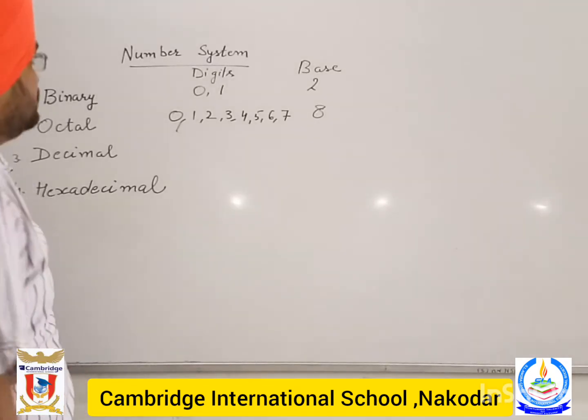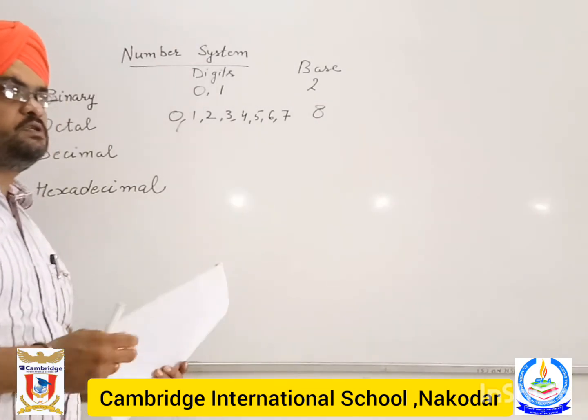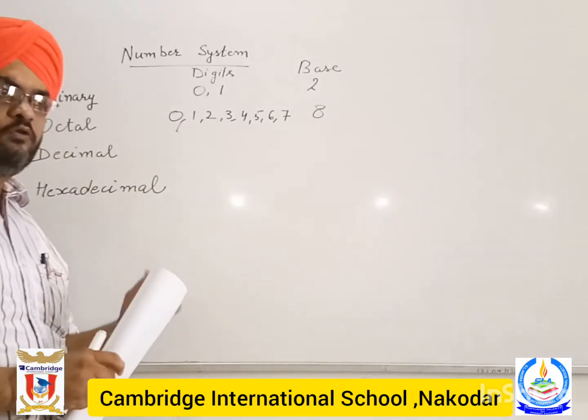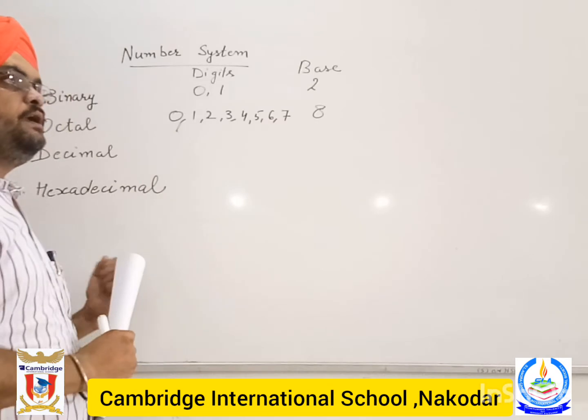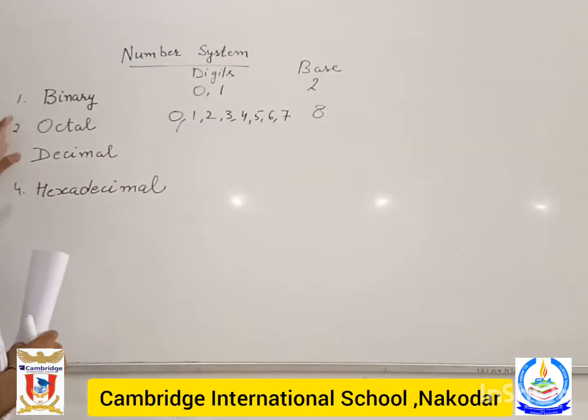So today's topic is number system. In computers, if we want to represent our data, it has to be represented in these number systems. There are four number systems in computer: binary, octal, decimal and hexadecimal.